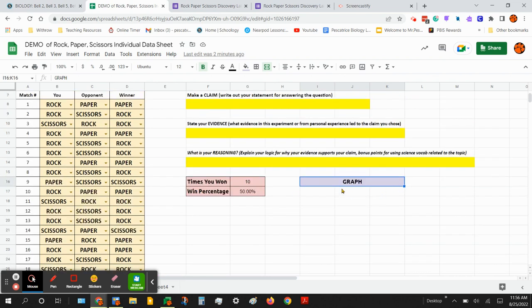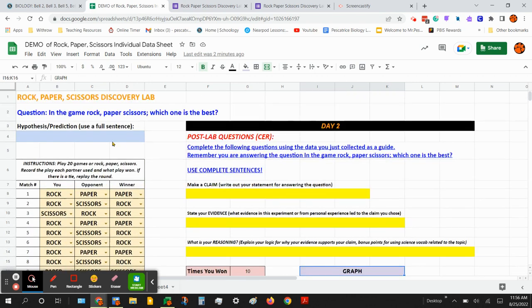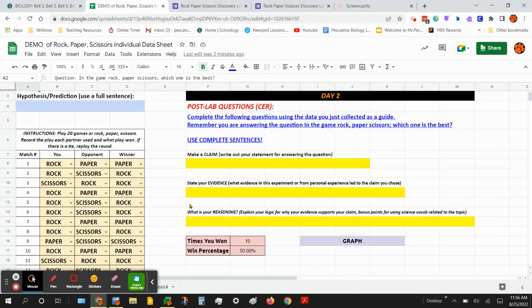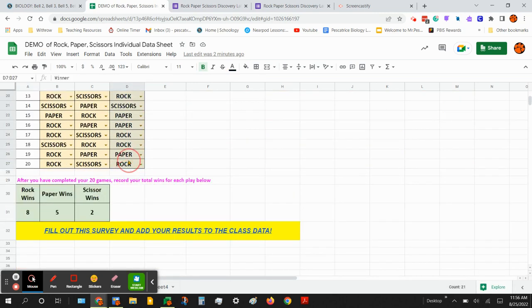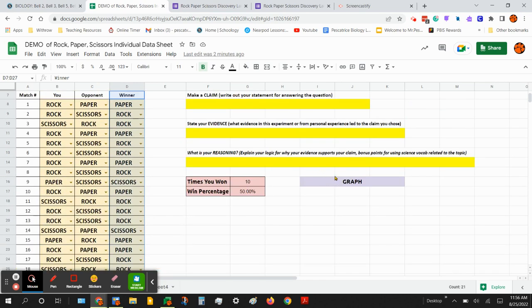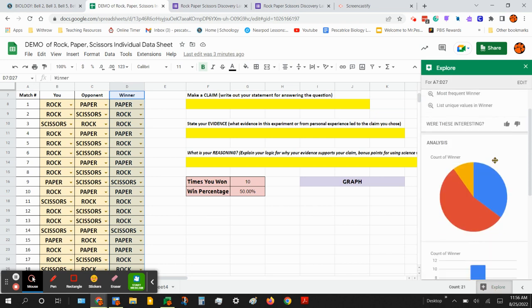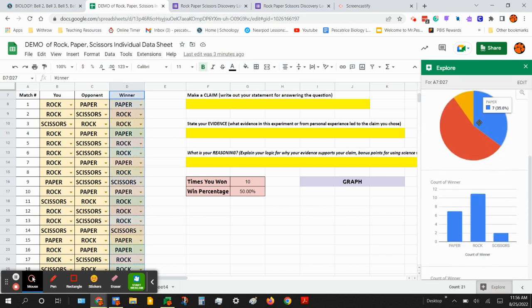So what I want you to do is you're going to start by highlighting the data that you want to analyze. The question that we're trying to answer is which one is the best? So which one has the most wins? So we're going to highlight the winner column. I'm going to click on winner, drag my mouse all the way down to the bottom, and let go. What you have that's super easy and nice for you is that you have this explore button. On the bottom right corner of your screen, you have a button that says explore. Click on explore.